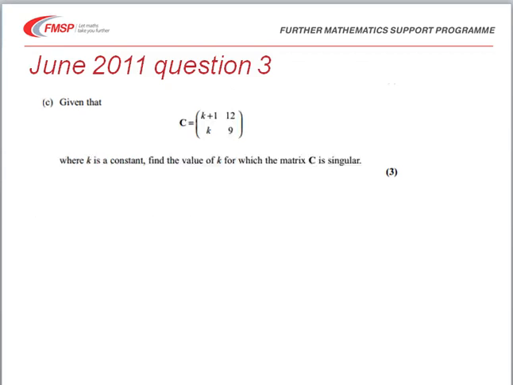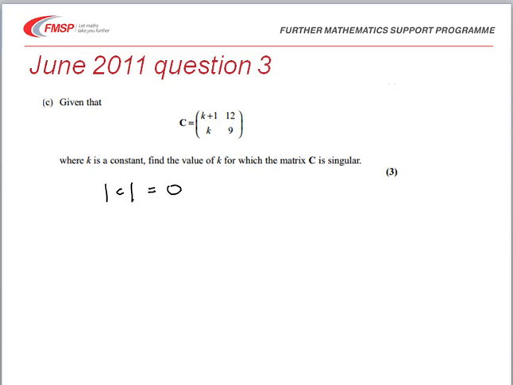In the final part of the question then, a new matrix C, and we're asked to find the constant which is unknown in C, k, for which C is singular. So we need to know the definition of a singular matrix, and that is the fact that the determinant of C must be equal to 0.